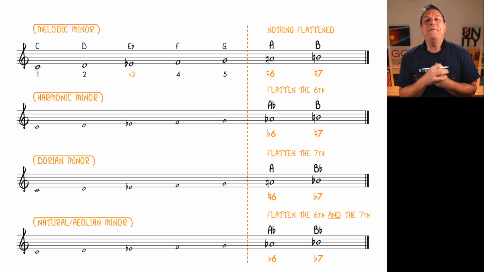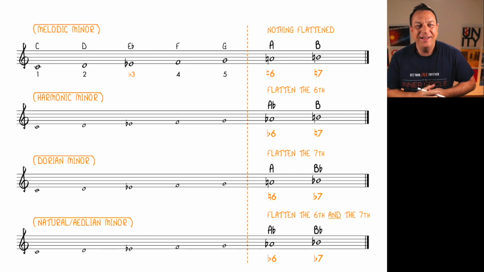So that's my attempt at explaining why classical musicians go up the melodic minor and down the natural minor, although the truth of the matter is I'm not sure anybody really knows. I've seen a million explanations of it.